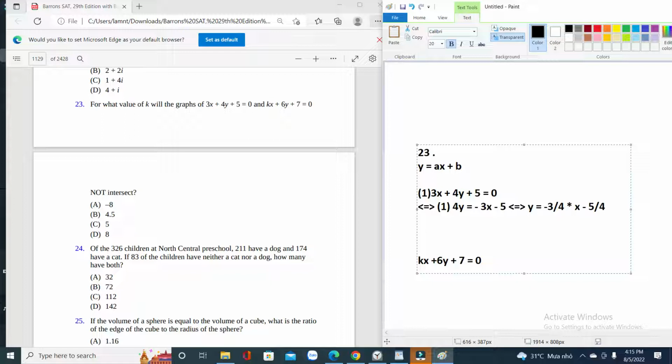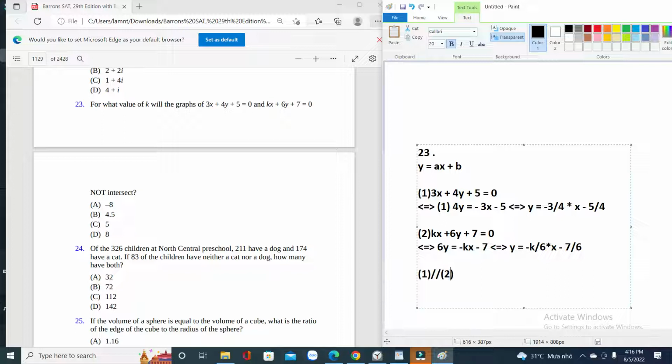So let's make the same transformation for line 2. This is equivalent to 6y equals minus kx minus 7. So this is equivalent to y equals minus k over 6 times x, and minus 7 over 6.